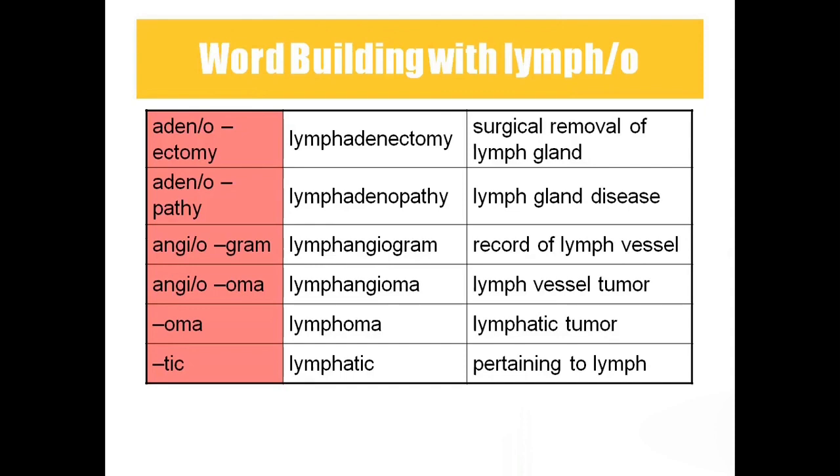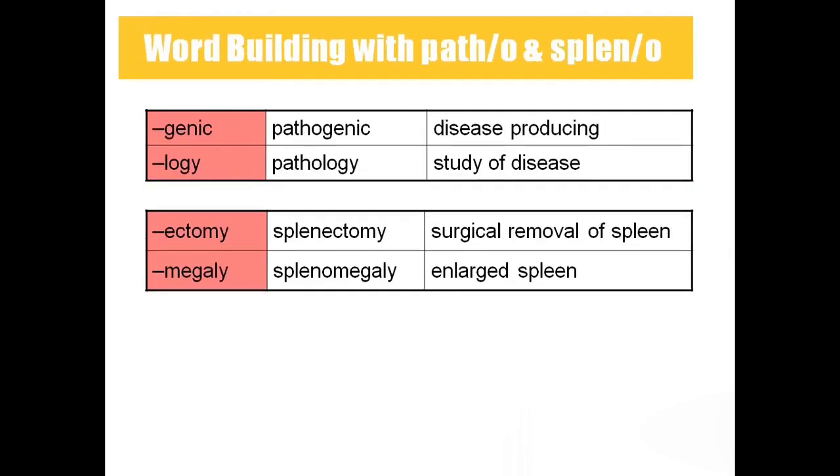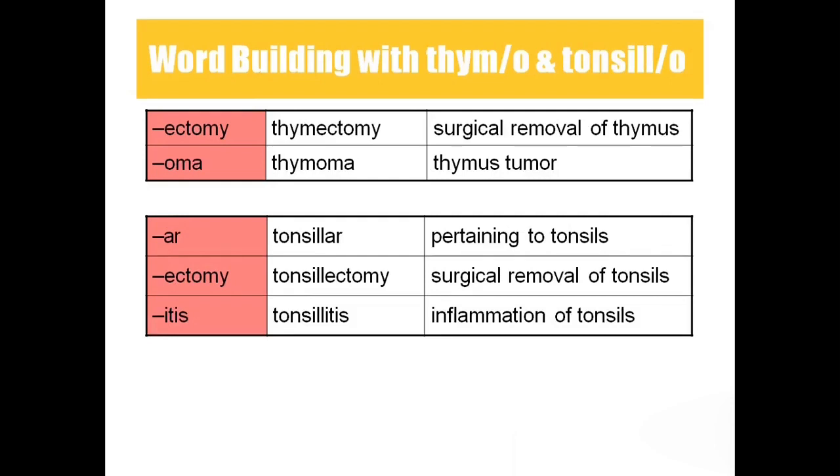Lymphangiogram. Angiogram means record of vessel, so lymphangiogram is record of lymph vessel. Lymphangioma, lymph vessel tumor. Lymphoma, lymphatic tumor. Lymphatic, pertaining to the lymph. Pathogenic, disease producing. Pathology, study of disease. Splenectomy, surgical removal of spleen. Splenomegaly, enlarged spleen. Thymectomy, surgical removal of thymus. Thymoma, thymus tumor.